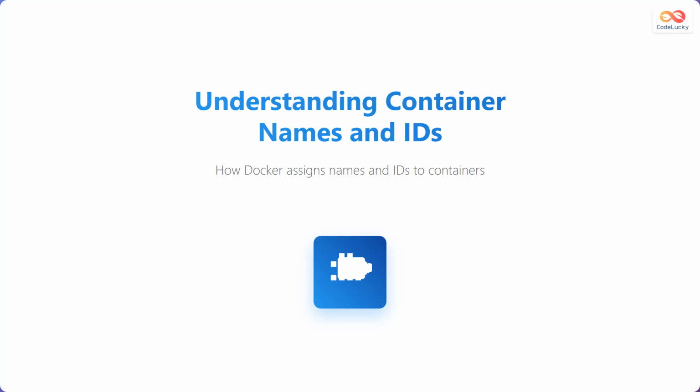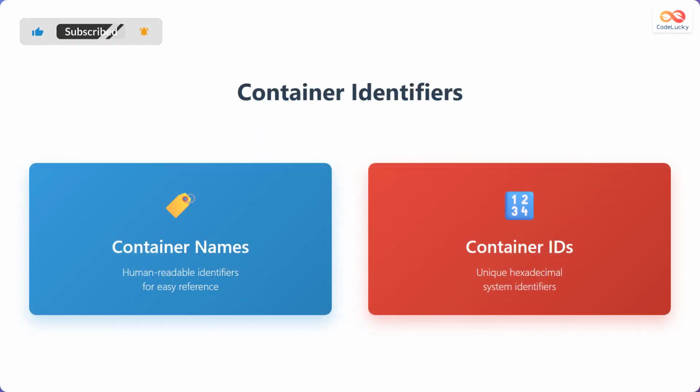In this video, we are going to explore how Docker assigns names and IDs to containers. Understanding these identifiers is crucial for effectively managing and interacting with your containers. Docker containers have two primary identifiers: container names and container IDs. Container names are human-readable identifiers that make it easy to reference a specific container, while container IDs are unique hexadecimal system identifiers.